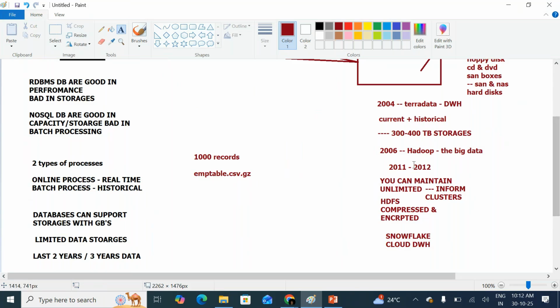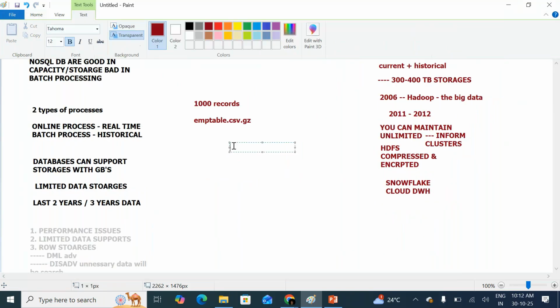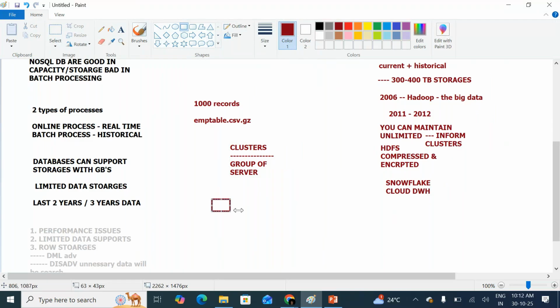Now, if you understand, Hadoop is coming to the picture. But how does Hadoop maintain such huge storage capacity? I already told you, in the form of clusters. A cluster is nothing but a group of servers. Let's say, for example, you have one server here, this is another server, this is another server, this is another server.